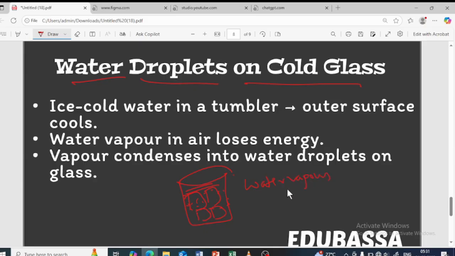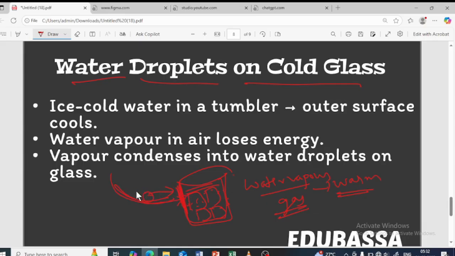right? Which is obviously in which state? Gaseous state, right? And it is a bit warm. It is a warm water vapor. Now this warm water vapor, when it directly comes in contact with the cold surface of the glass, whatever the heat energy that is present in this water vapor will transfer there. The loss of heat energy is going to take place. It will lose the energy.